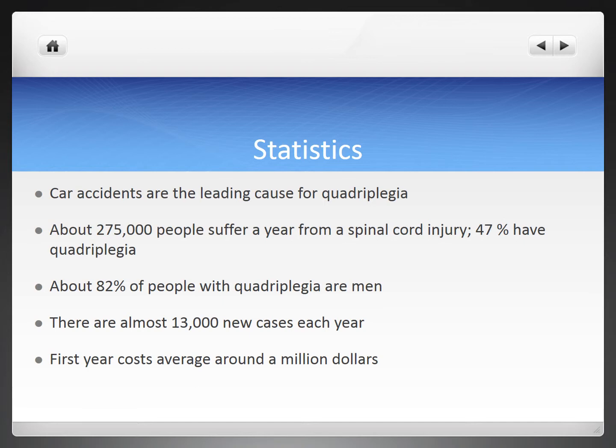Some current statistics regarding quadriplegia are the following. Car accidents are the leading cause for quadriplegia. About 275,000 people suffer a spinal cord injury a year. Of those spinal cord injuries, 47% have quadriplegia. Of those 47%, 82% are men. There are almost 13,000 new cases each year. First year costs average around $1 million.